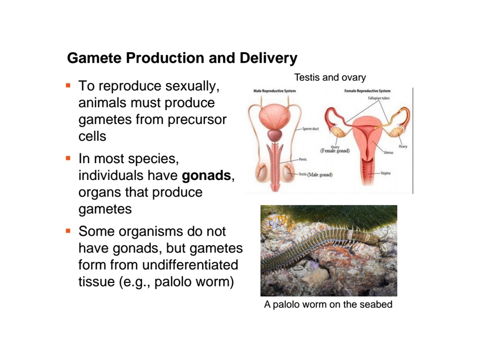Some organisms reproduce sexually and have no gonads. The gametes form from undifferentiated tissue. An example of this is the Palola worm. In this worm, the egg and sperm develop from undifferentiated cells that line the coelom, the body cavity. As the gametes mature, they're released from the body wall and fill the coelom.